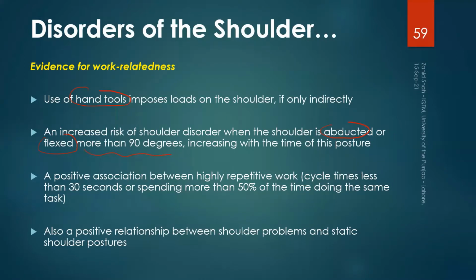A positive association exists between highly repetitive work cycles, so repetition is another cause, that is cycle time less than 30 seconds or spending more than 50% of the time doing the same task. Also, a positive relation is found between shoulder problems and static shoulder postures. Holding the shoulder in the same posture, especially if it is abducted or flexed, or any posture in which the shoulder is not relaxed.